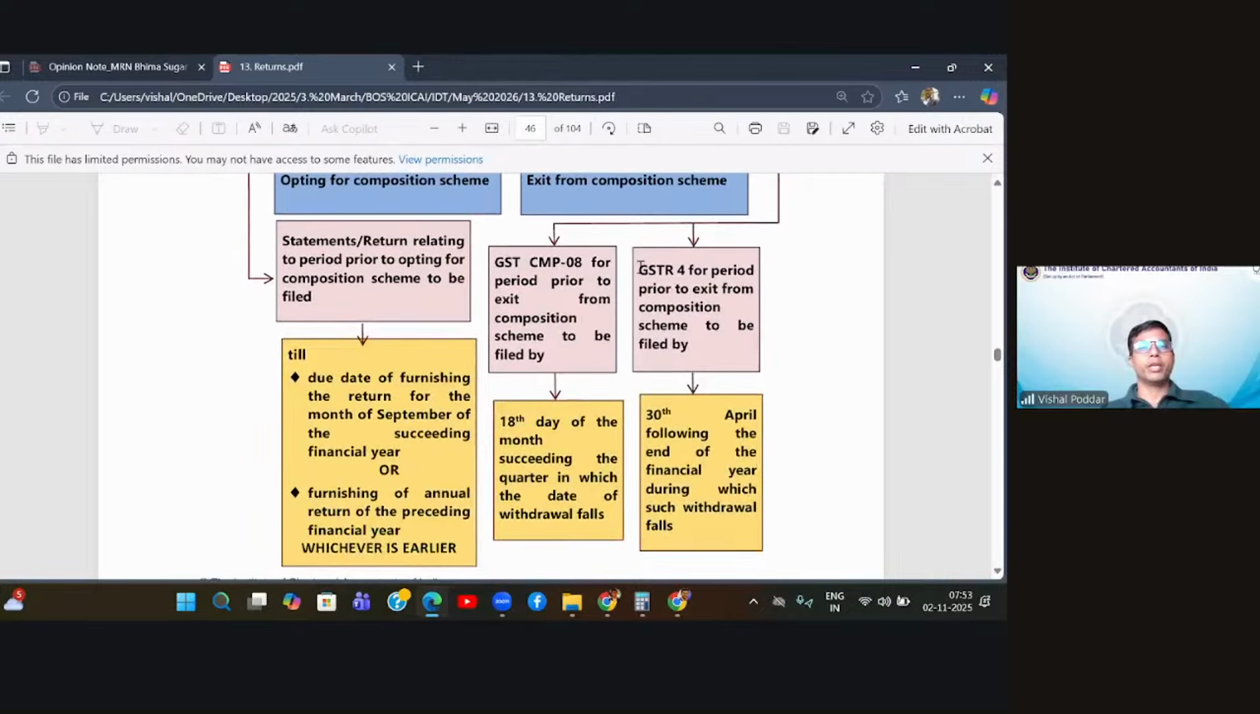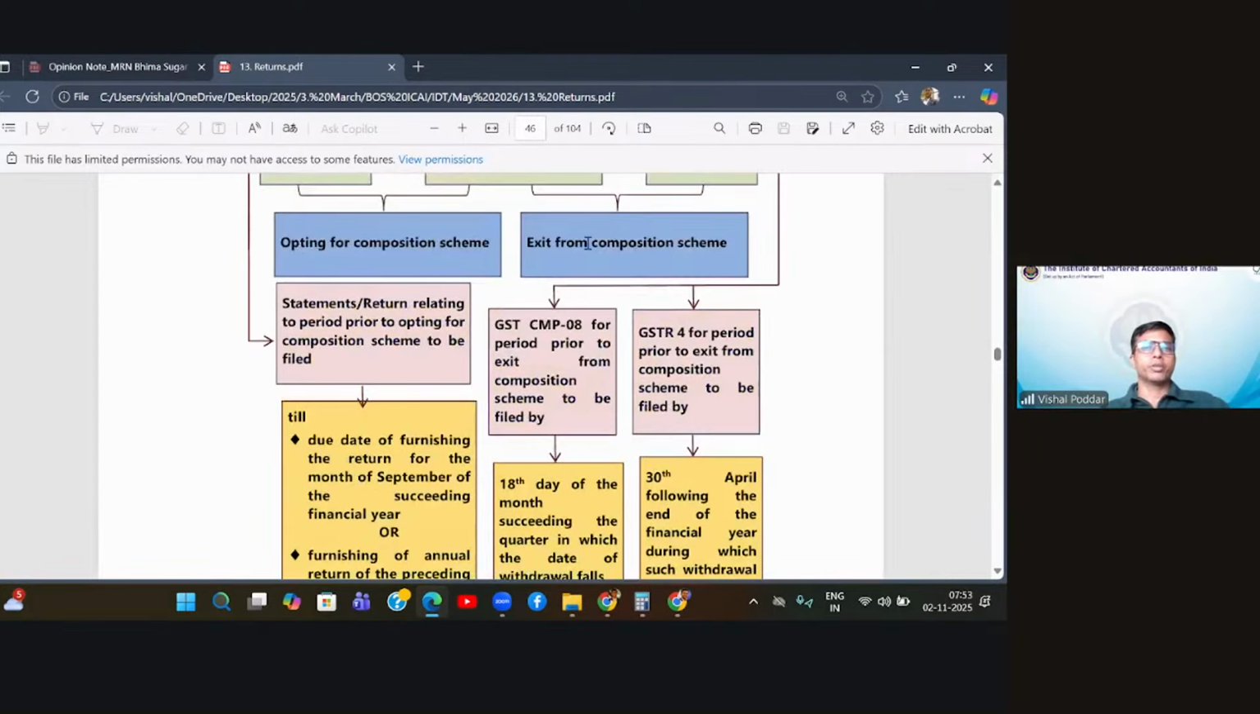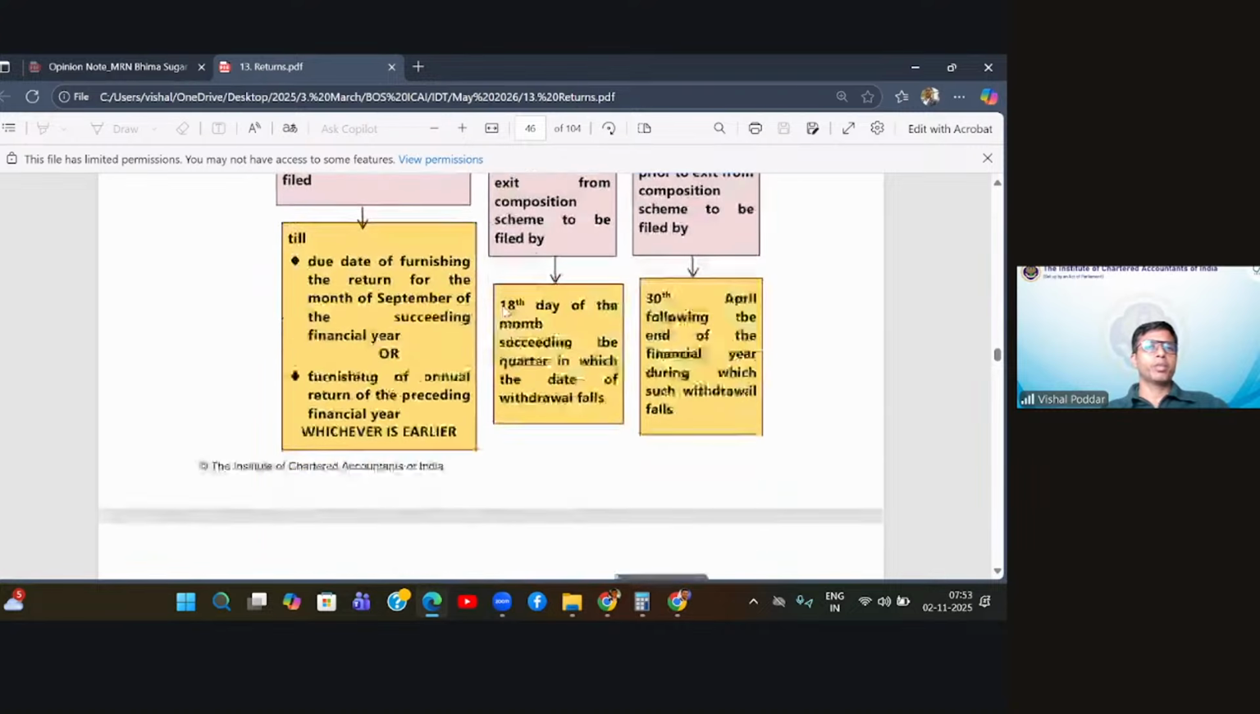So now this is the whole detail about how I will be filing my returns for that part period and how I will be paying the tax. So this is when I'm converting from regular to composition. This will happen only at the start of the year. This is when I'm converting from composition to regular, and it is happening in the middle of the year, which is possible.